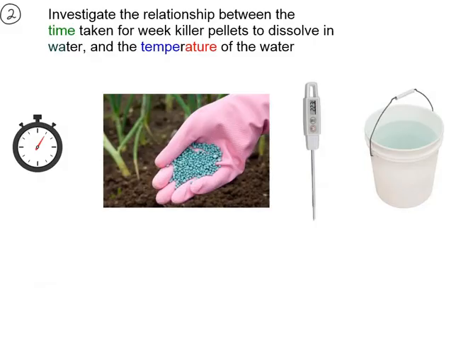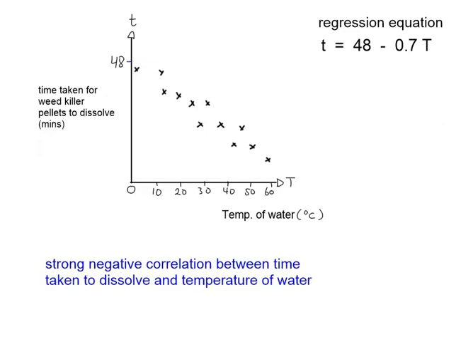Example 2. We want to investigate the time taken for these weed killer pellets to dissolve in water for different temperatures. So we can see there's a negative correlation between the time taken in minutes and the temperature of the water in degrees Celsius. The regression equation for this data is given.